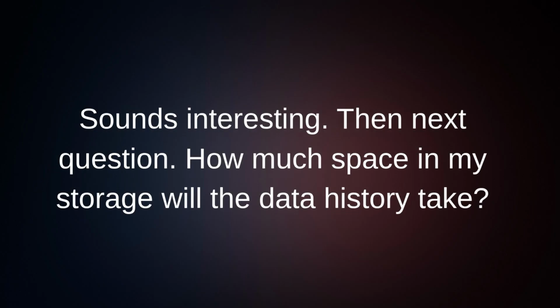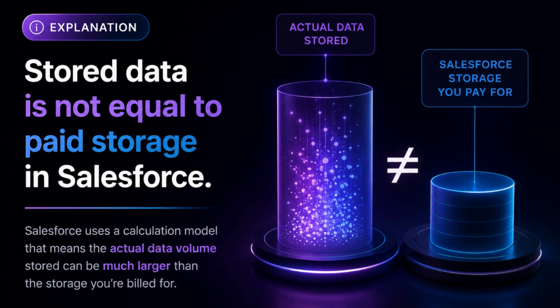Then next question, how much space in my storage will the data history take? For example, I connect one object and track history of one field in it. How much space will one change take? 10 changes? 50 changes? We can answer this question precisely, and there is no need for complex math here. At the level of a single tracked record, one history log is created. It stores all historical changes of this record across all fields that are enabled for tracking. So the answer is simple.